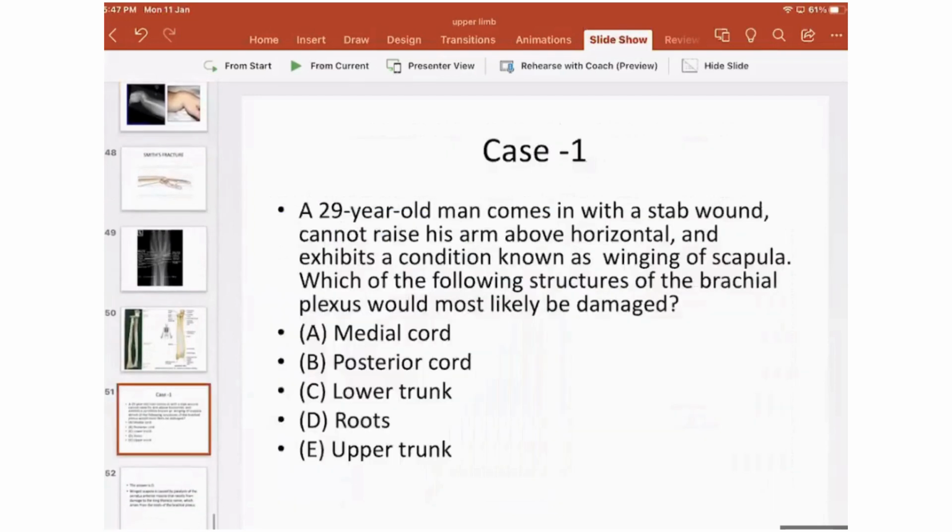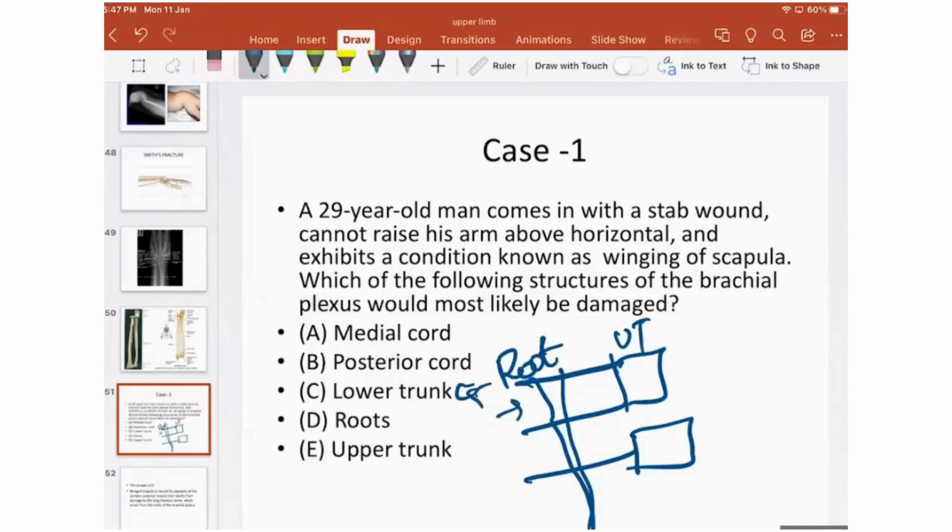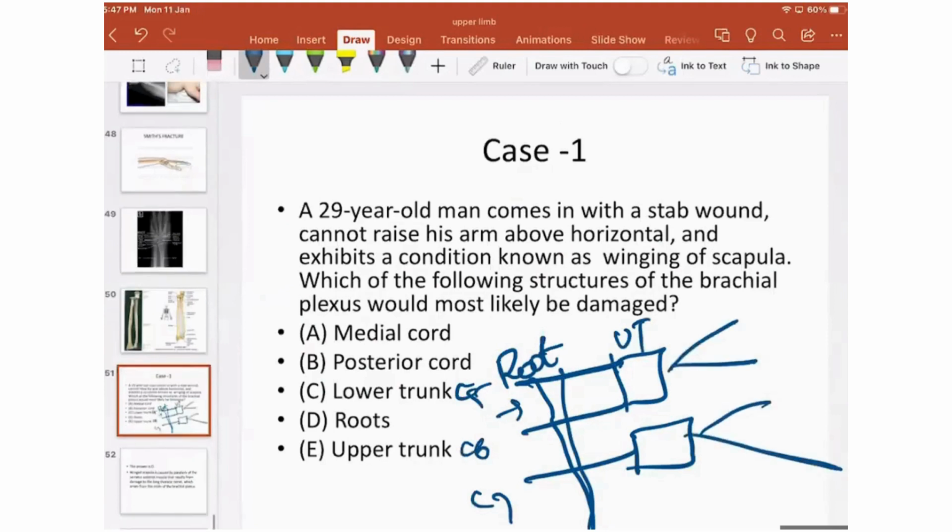One case we'll discuss. A 29-year-old man comes in with a stab wound injury, cannot raise his arm above horizontal, and exhibits winging of the scapula. What is the muscle involved in winging of the scapula? Serratus anterior. The nerve to serratus anterior arises from the medial cord, posterior cord, lower trunk, root, or upper trunk? It arises from the roots, C5, C6, C7. So it is the root.